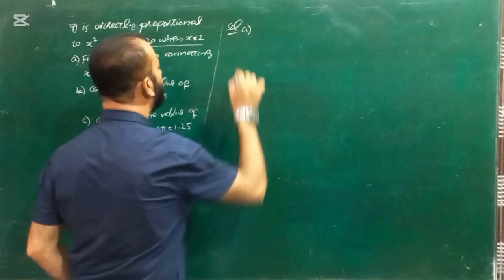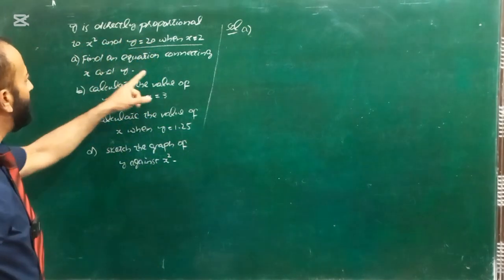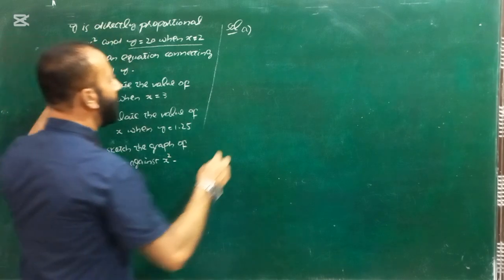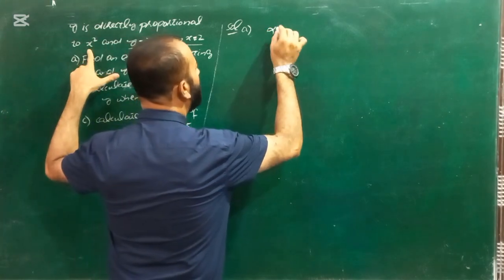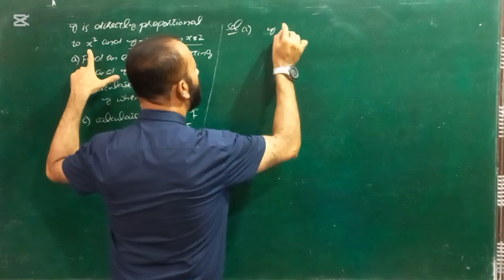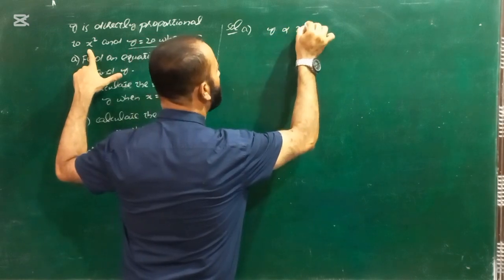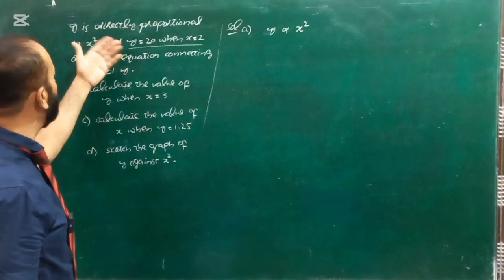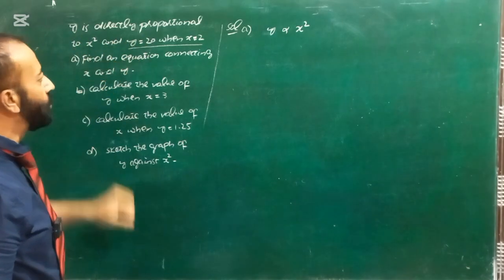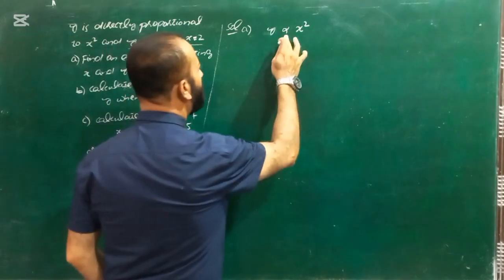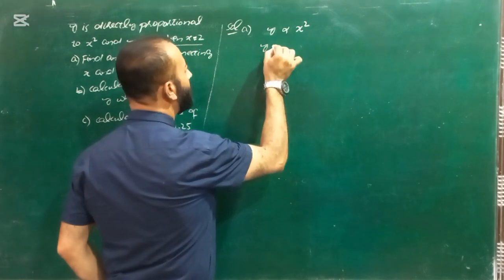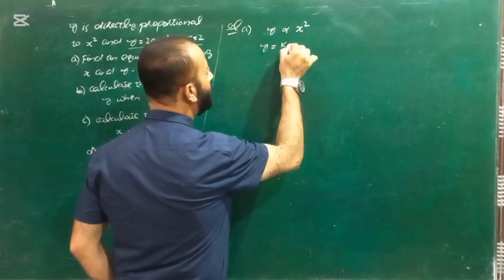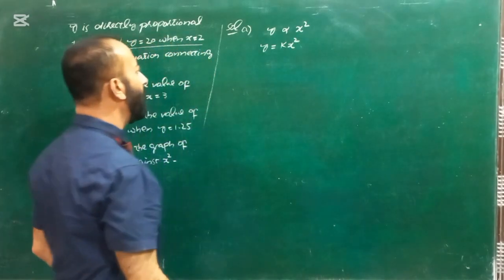A part. So the requirement is to find an equation connecting x and y. So it is given that y is directly proportional to x square. This line is telling us, y is directly proportional to x square. So in the next step, this proportionality sign will be converted to equality, and a constant k will be placed on the right side, and x square is still there.